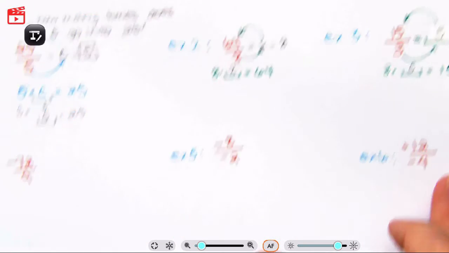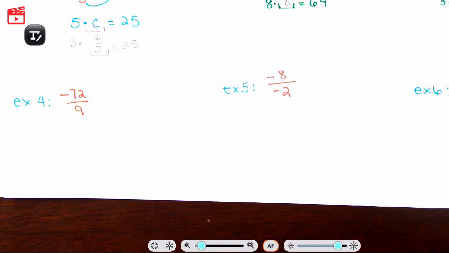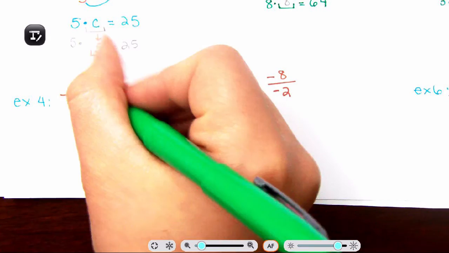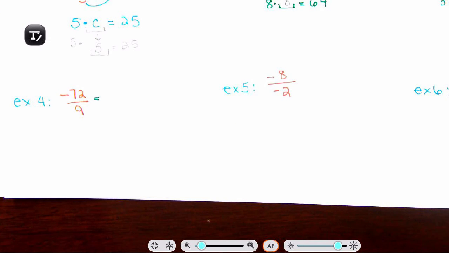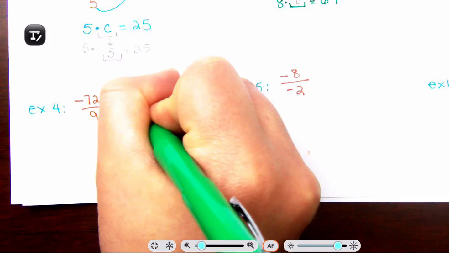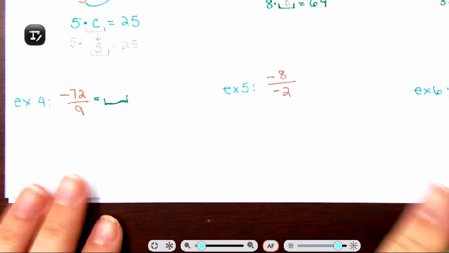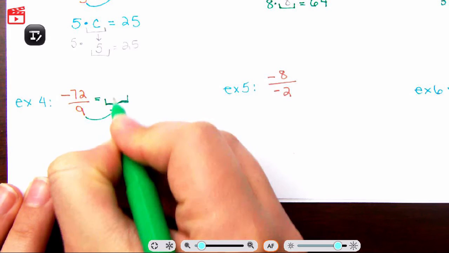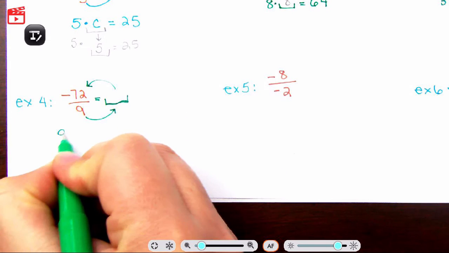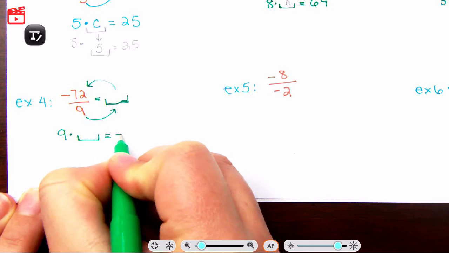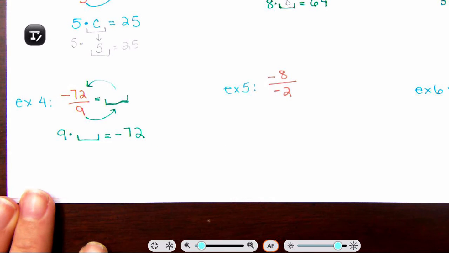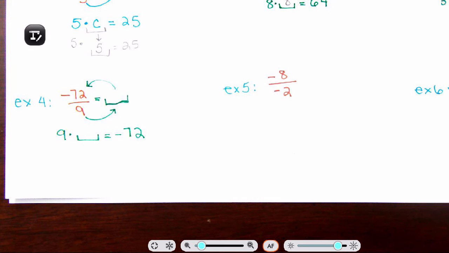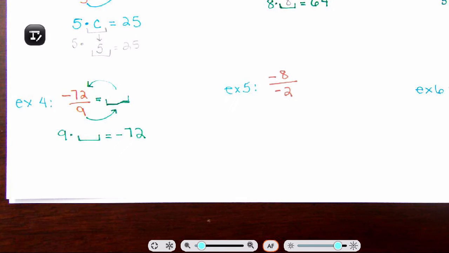Let's try more. Now these ones here do have negatives in there, and don't let that scare you. We're doing exactly the same thing. Negative 72 divided by 9 is something. Whoa. That should be a straight line. It isn't, that's okay. Negative 72 divided by 9 is something. I don't know what that something is, so let's multiply and find out. 9 times something is negative 72. Now be careful. Red flag, alert, alert. There is a negative in your equation now. So we have to deal with that negative.